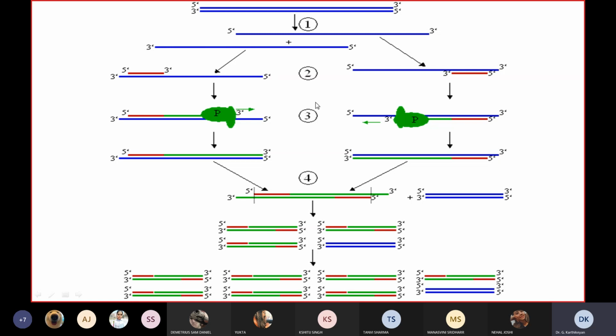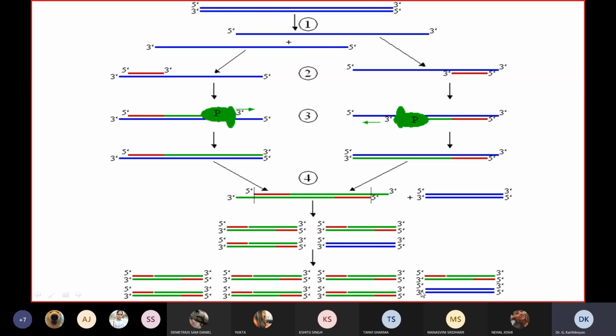So this is 5', 3', and then you have this template, the new strand that has formed, the new DNA strand. This again goes for the second cycle of denaturation. You have primers getting synthesized, primers annealing to it, and then the DNA synthesis happens, and then eventually you have multiple copies.